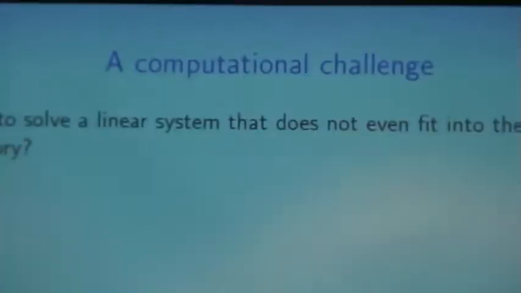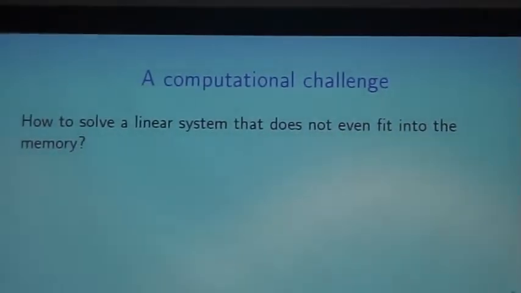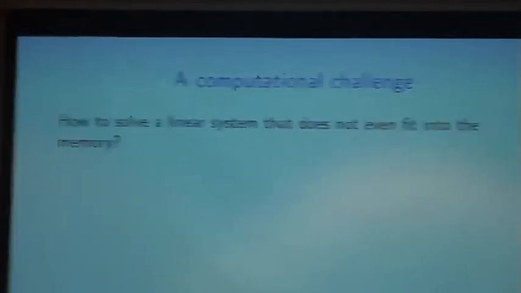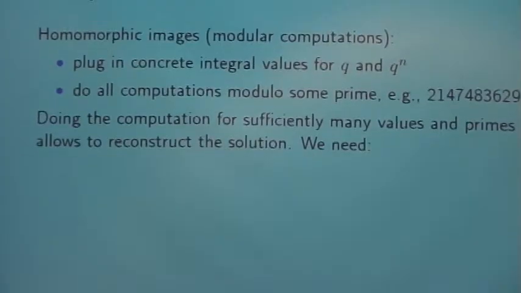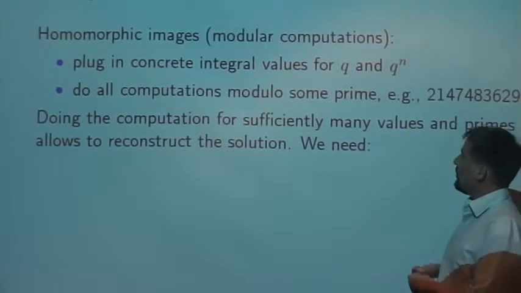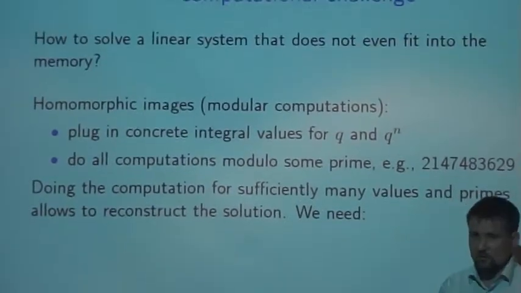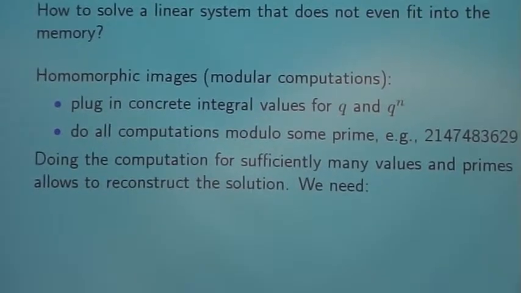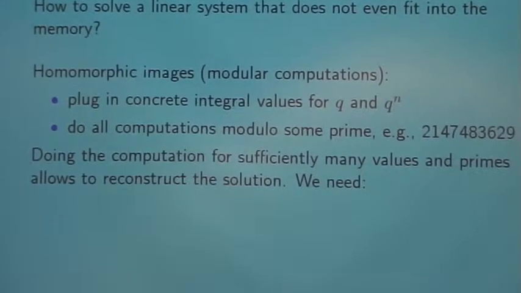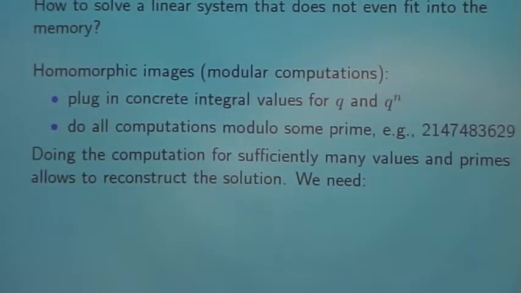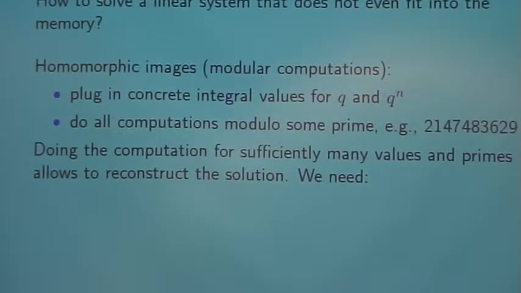Because it turns out that if we build up this system, it's so huge that it probably would not even fit into the memory. So what can we do there? There are techniques called homomorphic images, or in other words, modular computations. So we have seen we have a linear system over a rational function field in two indeterminates. So what we do, we plug in some integers for these indeterminates.